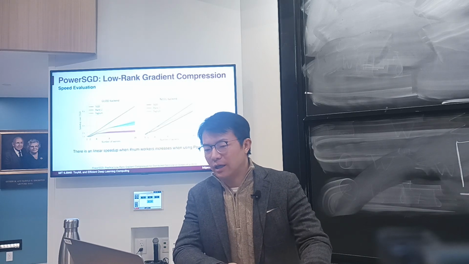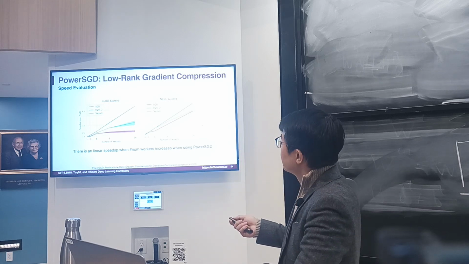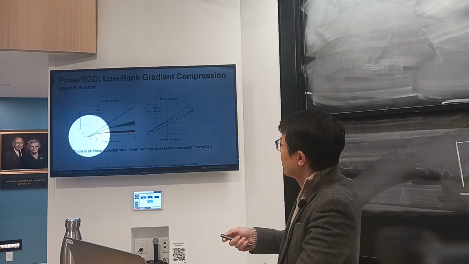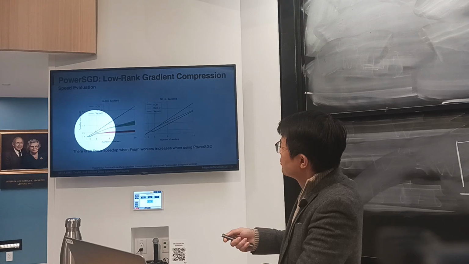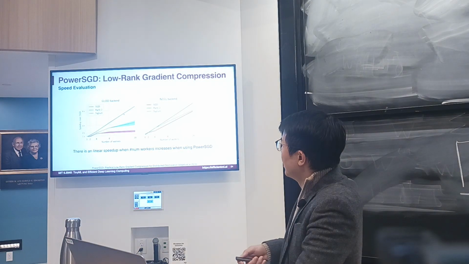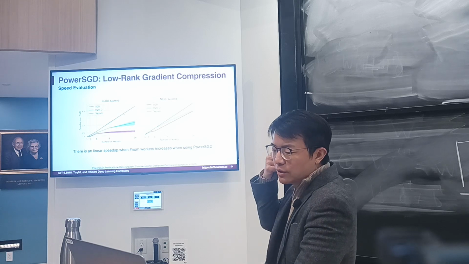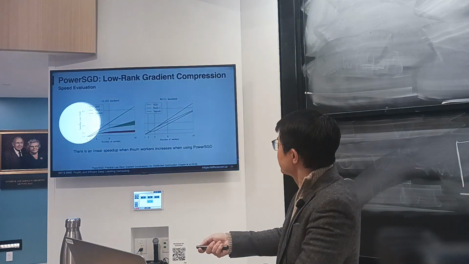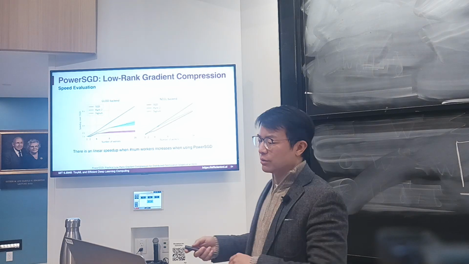And let's see how that performs. The speed is actually doing quite well. This is rank 2. The speedup over the standard SGD is much better, almost a linear speedup as the number of workers increases when using this PowerSGD approach.